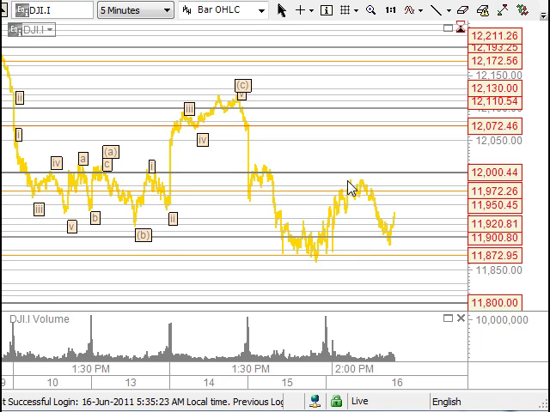But this looks like a corrective wave up, not an impulse wave up, just the way that the overlapping structures are there. And this looks more like an impulse to the downside, meaning that a bear market is continuing down here.